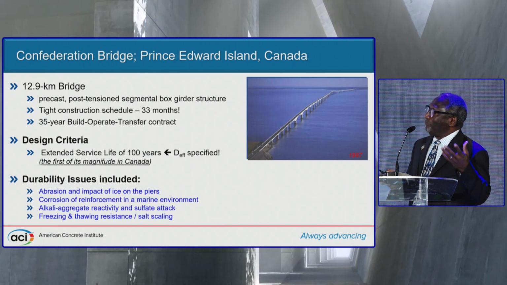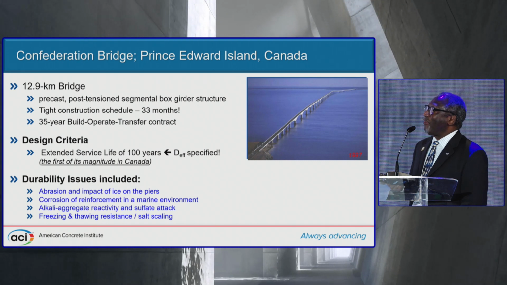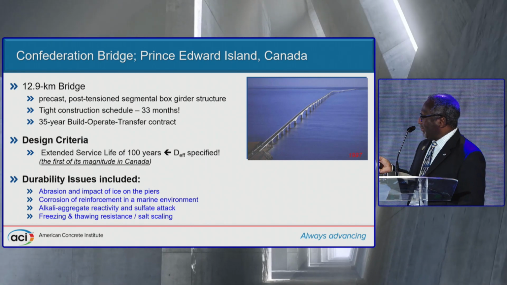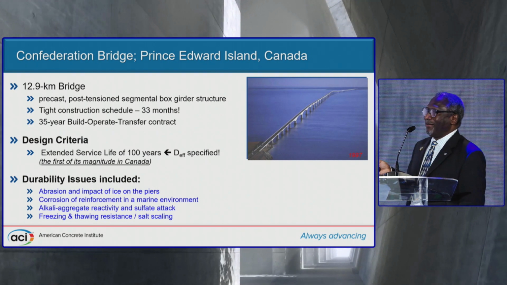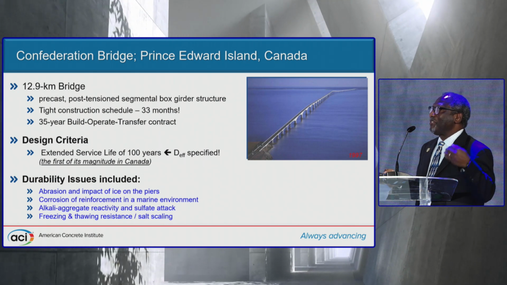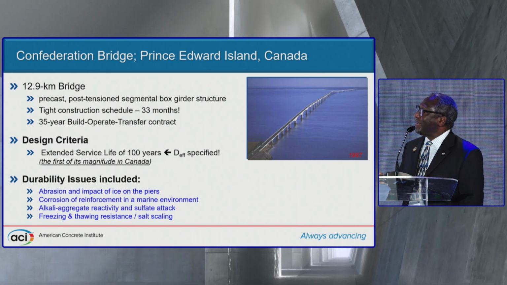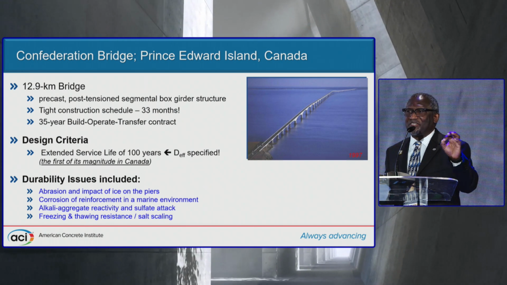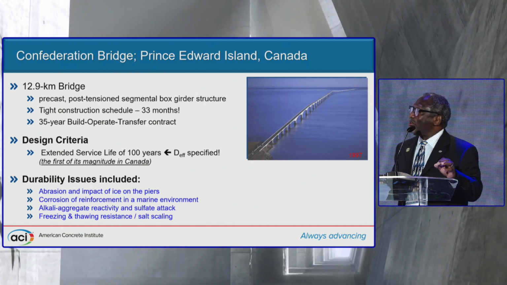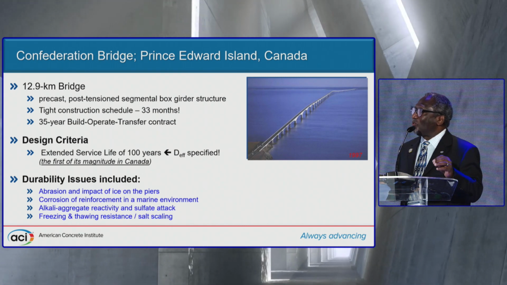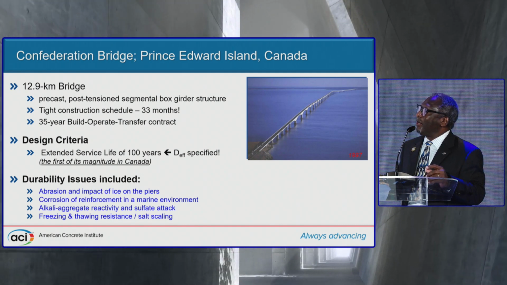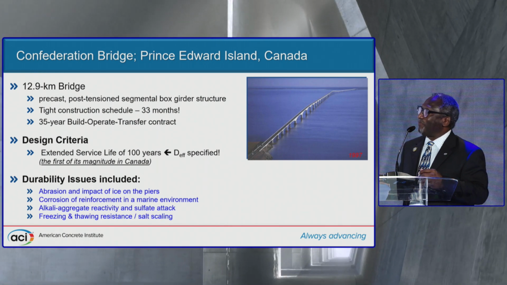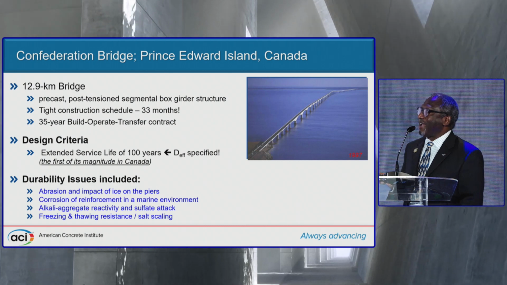Now, this is a perfect example. This is the Confederation Bridge in Prince Edward Island, Canada, and this was built back in 1997, so quite a while back. One of the things that was very interesting at the time was that the specification actually included a diffusion coefficient. So it wasn't just the compressive strength of the concrete, but the concrete had to meet a specified diffusion coefficient, which, based on analysis, would help them achieve an extended service life of over 100 years. And this was the first application of its type in Canada.